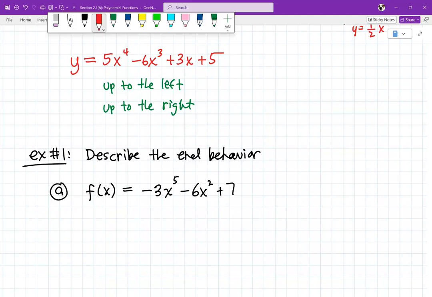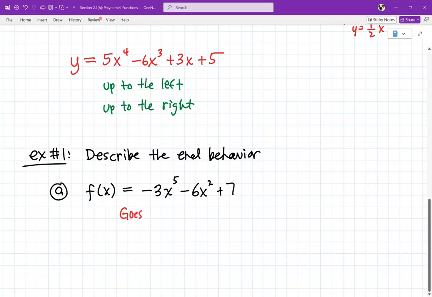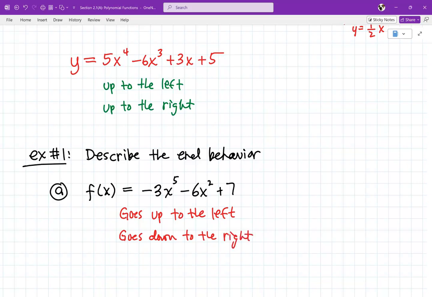Now, the number in front of this highest power is negative. So what does that list that I gave you tell you if it's odd with a negative term? What's happening to the left side? It's going up or down? Some of you guys are going like this, up, right? What about to the right side? Down. So left is up, down to the right. So I'm going to put goes up to the left. It goes down to the right. That's it. That's all you have to do.